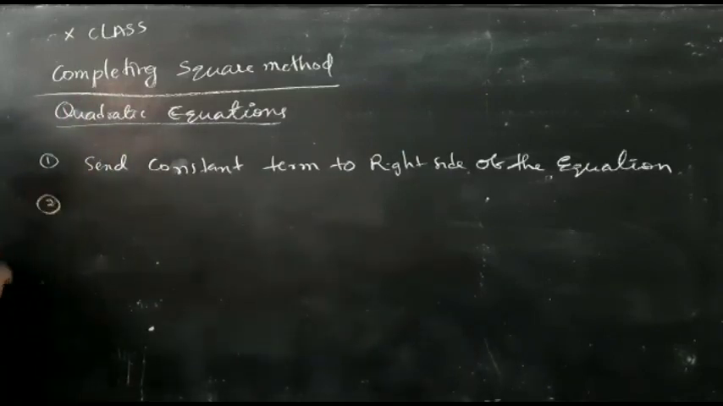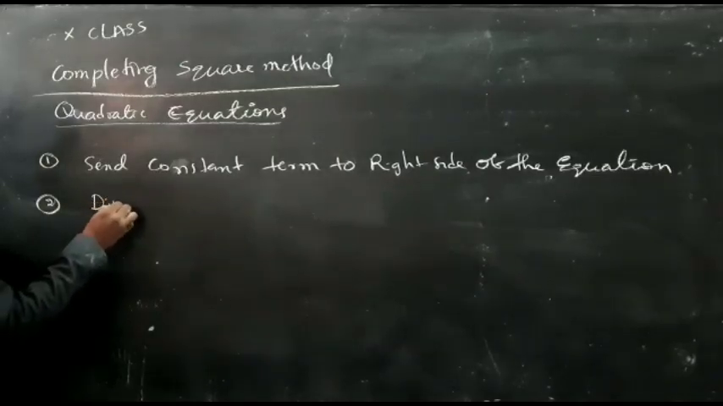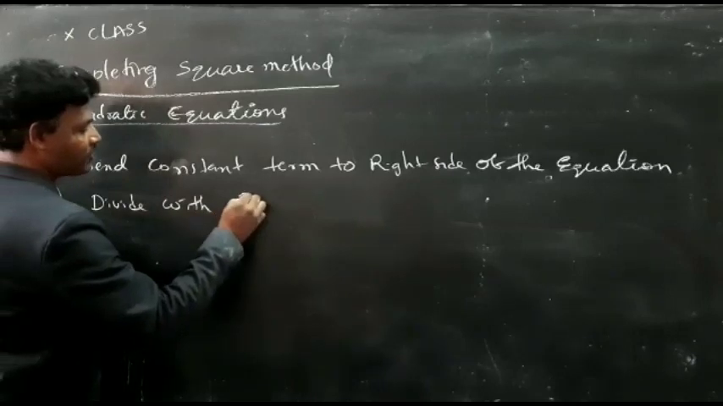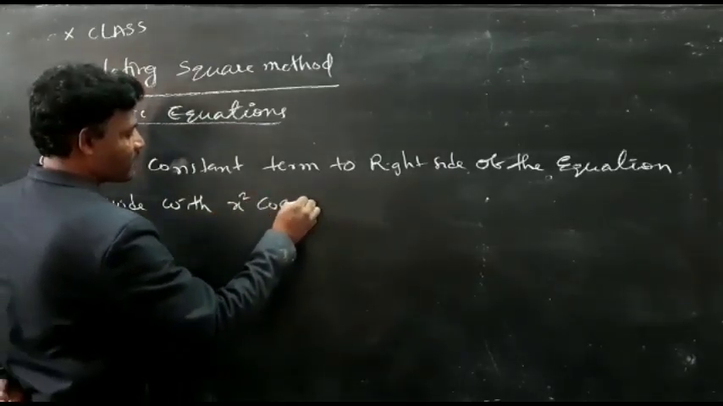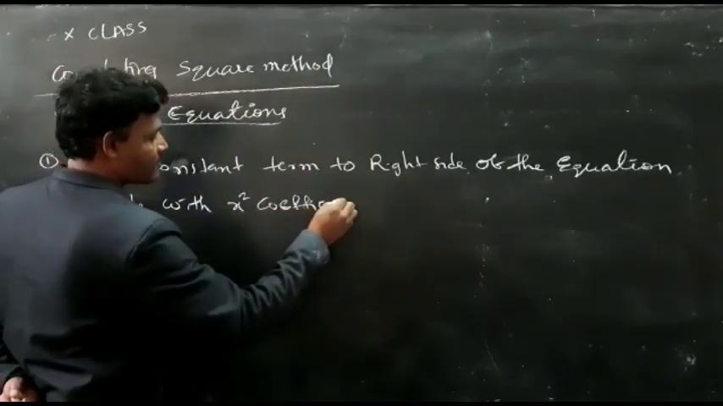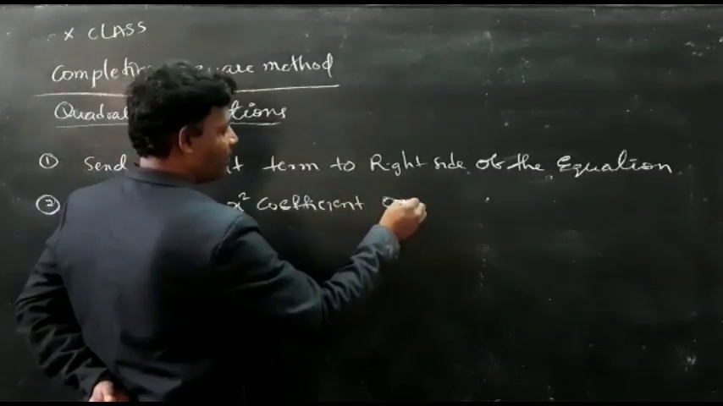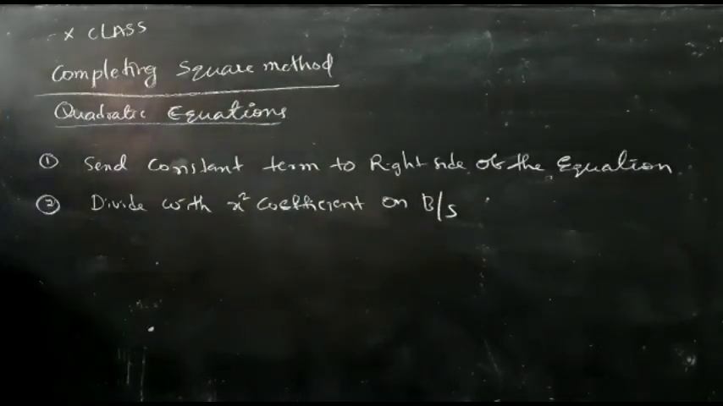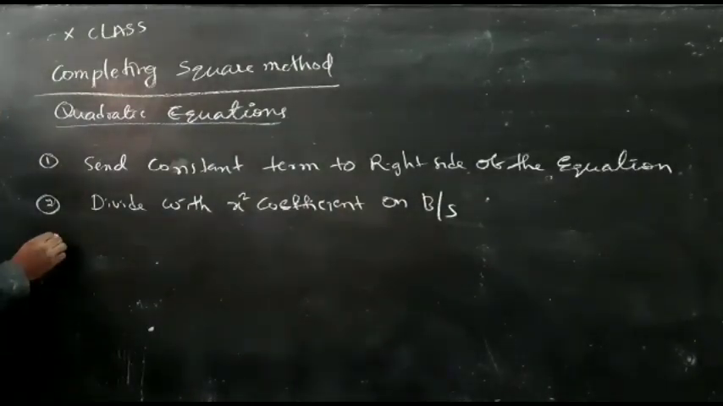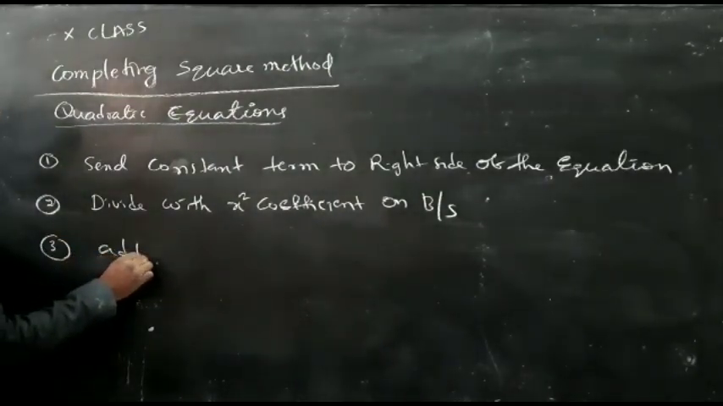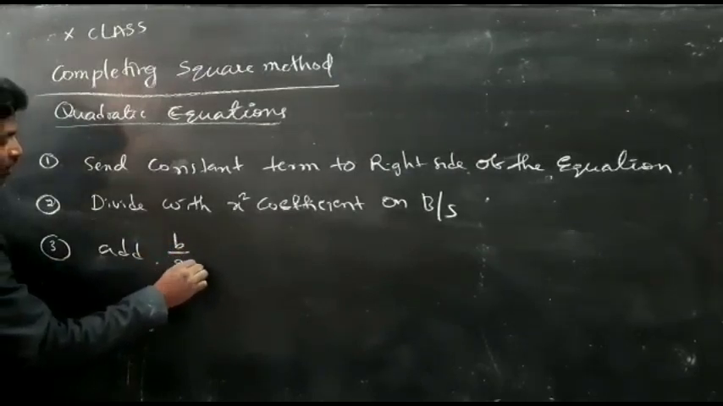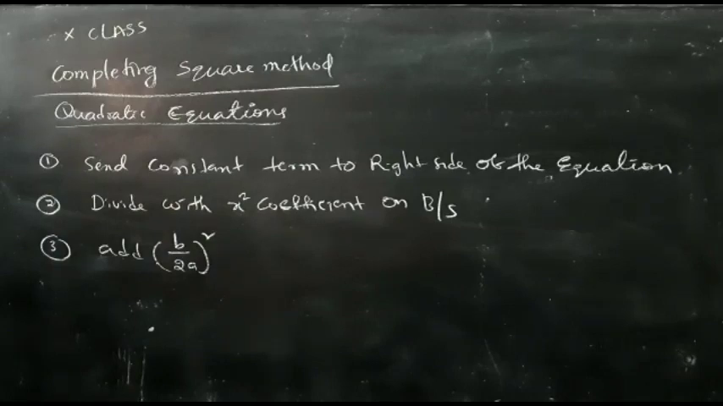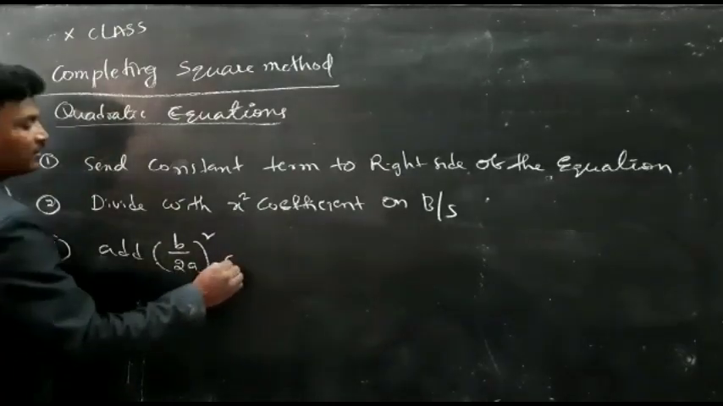Step 2: divide with the x square coefficient on both sides. Step 3: add b by 2a whole square on both sides.